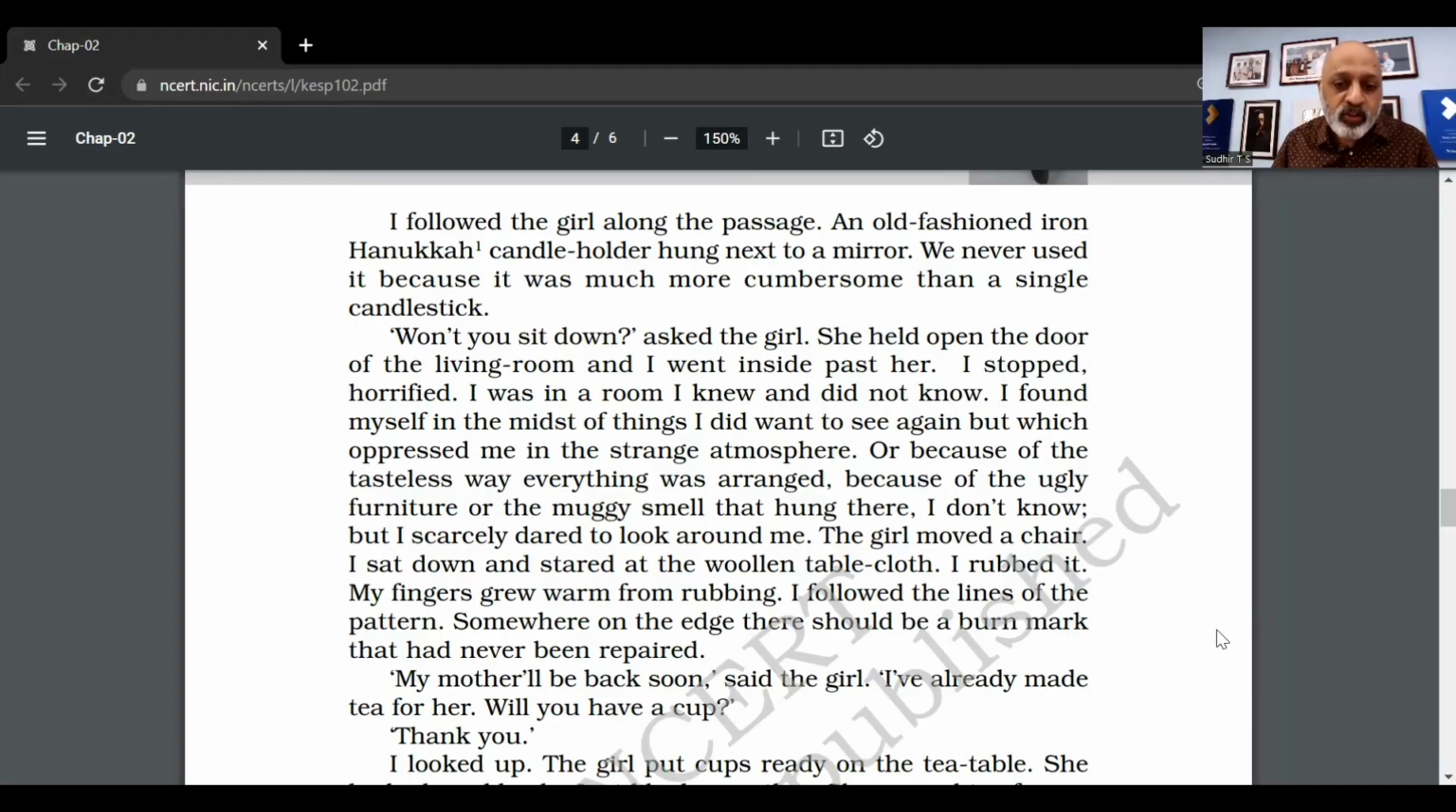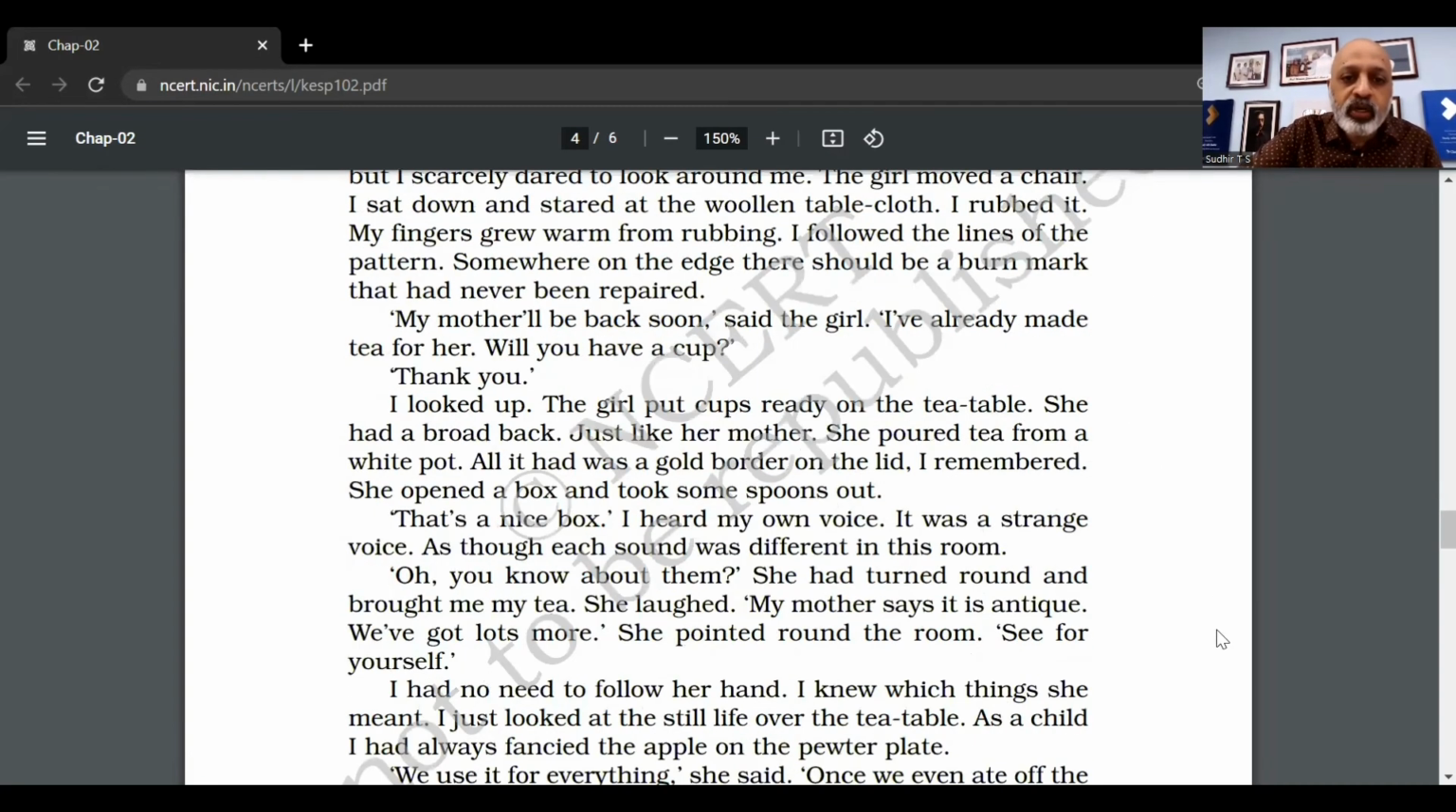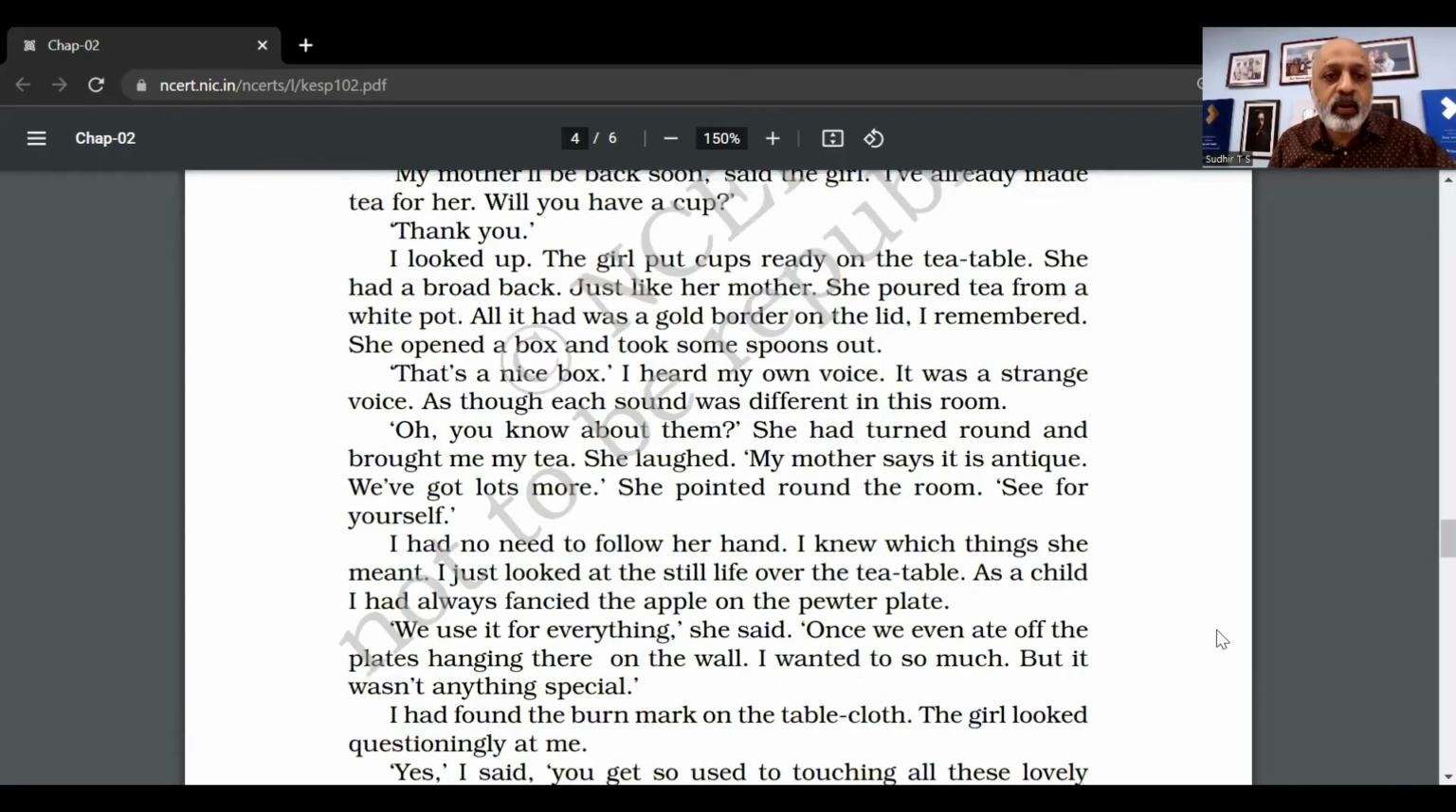My mother will be back soon, said the girl. I have already made tea for her. Will you have a cup? Thank you. I looked up. The girl put cups ready on the tea table. She had a broad back just like her mother. She poured tea from a white pot. All it had was a gold border on the lid. I remembered. Again, she's able to remember a lot of things.